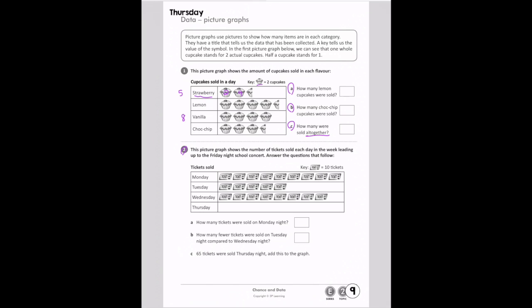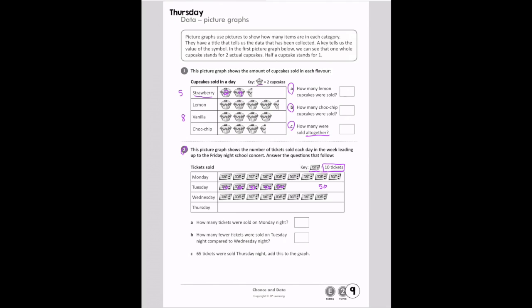Now, in the next question, this picture graph shows the number of tickets sold each day in the week leading up to Friday night school concert. Answer the questions that follow. So we can see that each of these ticket symbols actually equals 10 tickets. So if we were being asked how many tickets were sold on Tuesday night, well, we would know that each of these tickets stands for 10, so we can count by tens. 10, 20, 30, 40, 50. So we know that on Tuesday night, 50 tickets were sold.